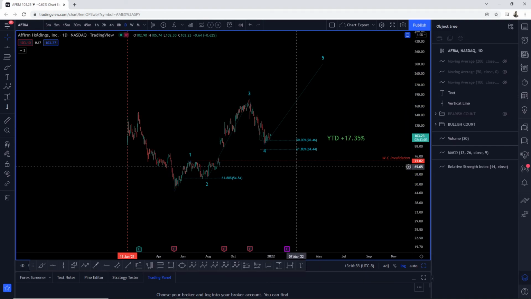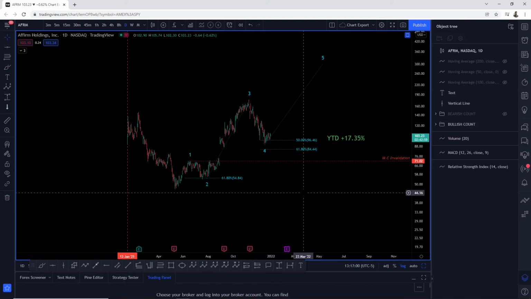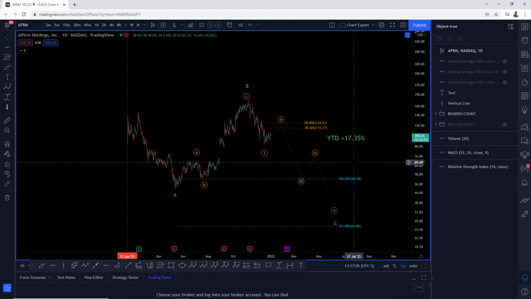This whole wave count will be invalidated once we cross below the 71 handle, at which point the bearish interpretation is at play.